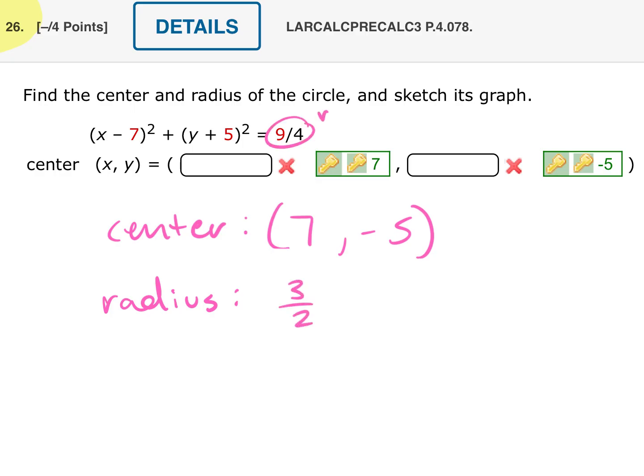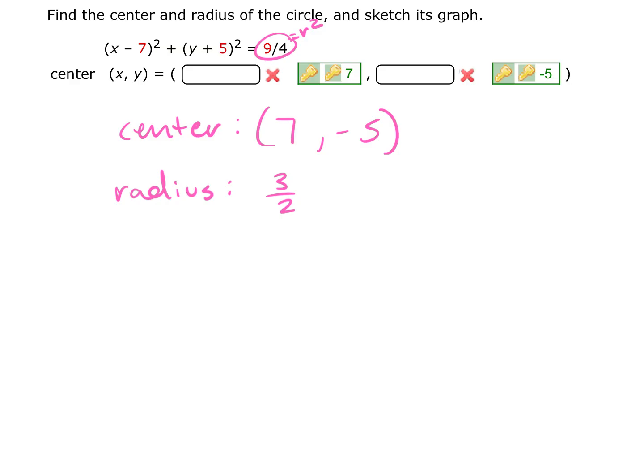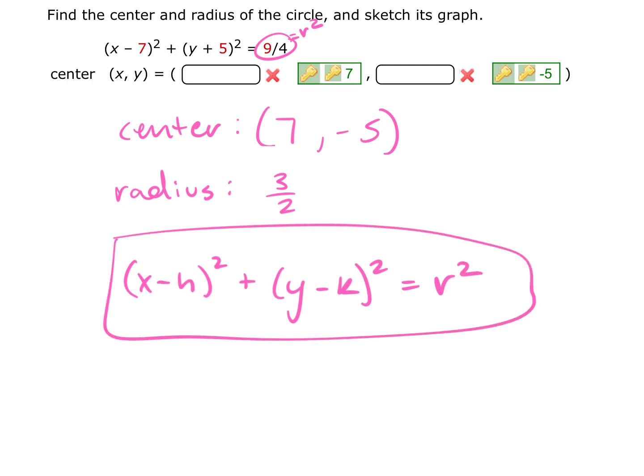This is our r squared, so you just have to take the square root of it. If it gave you the radius, make sure when you plug it in, you square it, because in our formula it's r squared. So our formula for the circle is x minus h squared plus y minus k squared is equal to r squared. So you got to know your circle formula too.